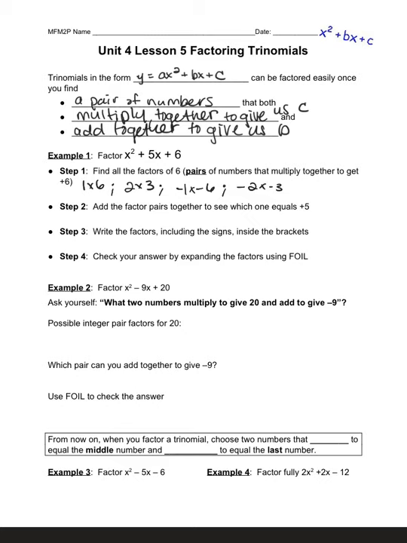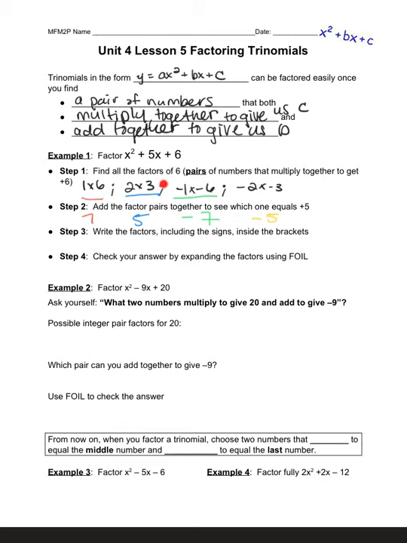All of the pairs that we've made here, now we're going to add them together to see which one equals 5. So if I were to do 1 plus 6, that's 7. If I were to do 2 plus 3, that's 5. If I were to do negative 1 plus negative 6, that's negative 7. And if I were to do negative 2 plus negative 3, that's negative 5. So one of them did give us 5, that middle number, okay? And that's where I got that plus 5 from.